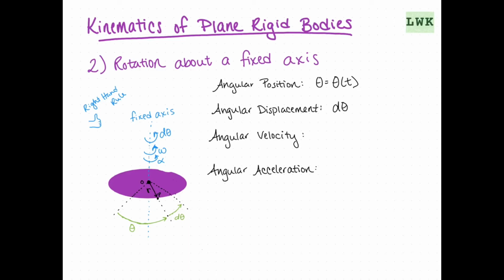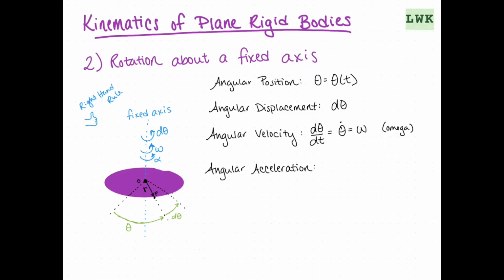Now, like we've done many times before, our angular velocity is going to be the derivative with respect to time of theta, and we could write that as theta dot. But going forward, we're going to use omega to designate our angular velocity. And angular acceleration we can write as d2 theta over dt squared, or theta double dot, but going forward, alpha is going to designate our angular acceleration.